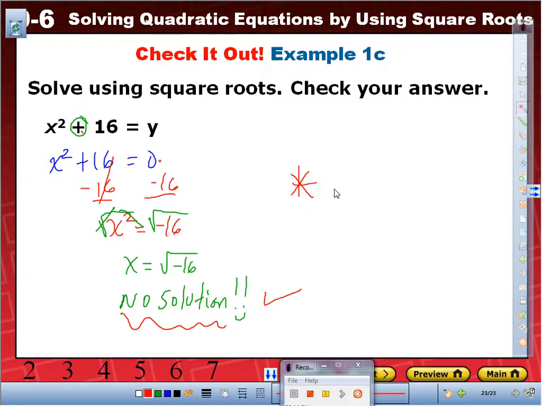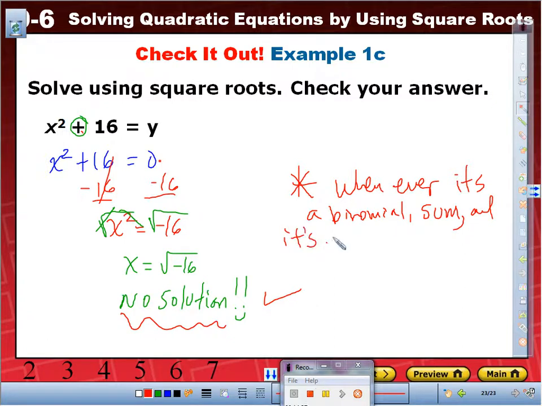Make a note for yourself, please. Whenever it's a binomial, comma, it's a sum, comma, and it's equal to 0. What did we say? There is no solution.